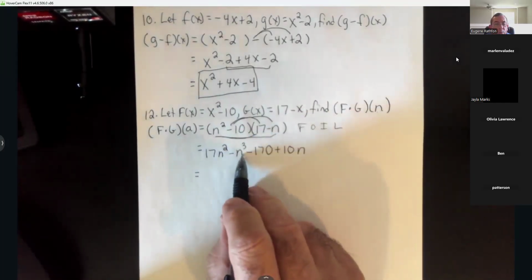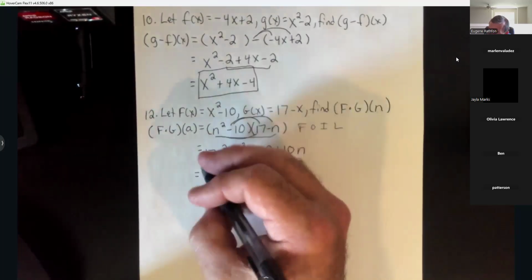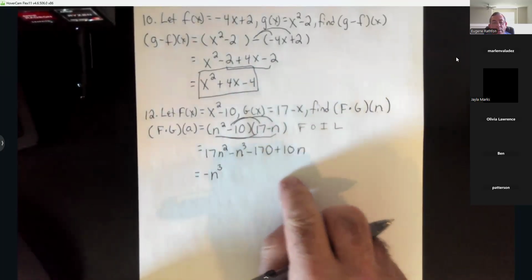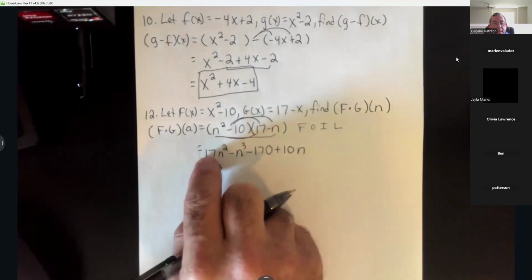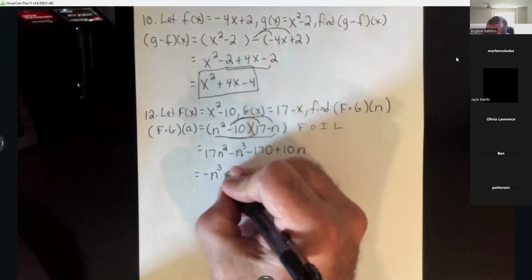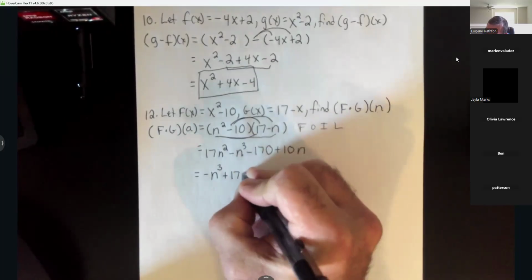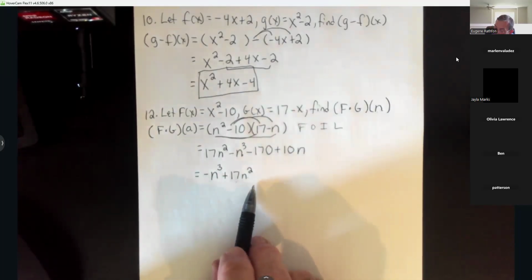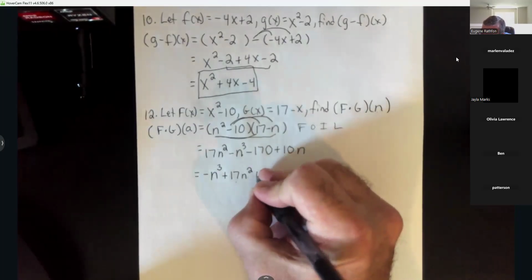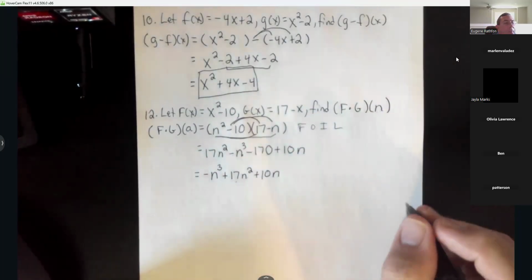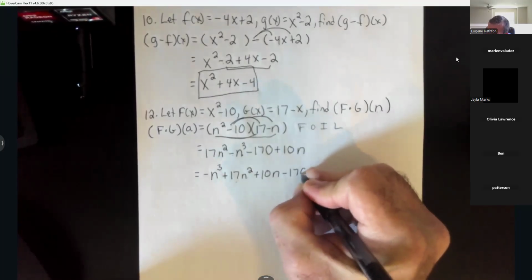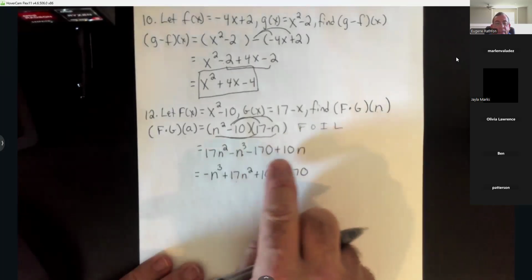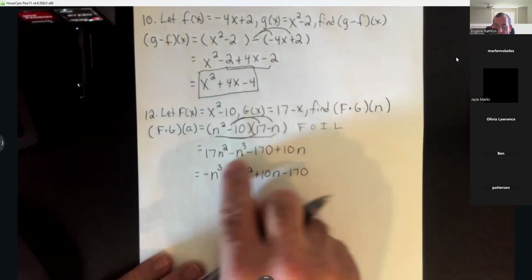So the n cubed goes out front and it's negative. So you've got a negative n cubed. So to go from biggest exponent down to the number. So next, this 17n squared is positive. So that's a positive 17n squared. Next, plus 10n, good job. And then you've got a minus 170. Perfect. So remember, although this answer is correct, it wasn't in what they want, descending order, okay?